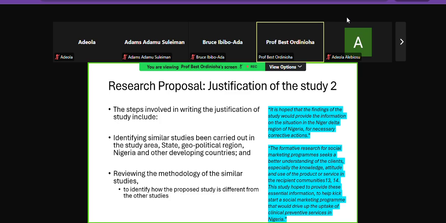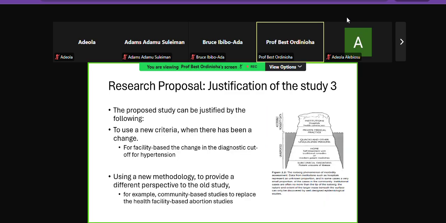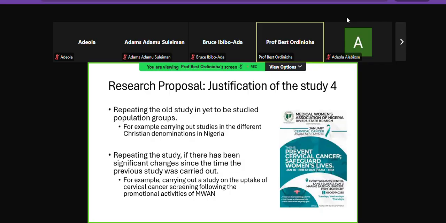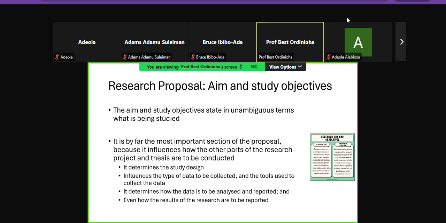In fact, in the protocol of our School of Postgraduate Studies, they separated them. Study justification comes after the statement of the problem, before you get to the aim and study objectives and so forth. Okay, so that is that. We have told you about those justifications, the reasons that can be given.